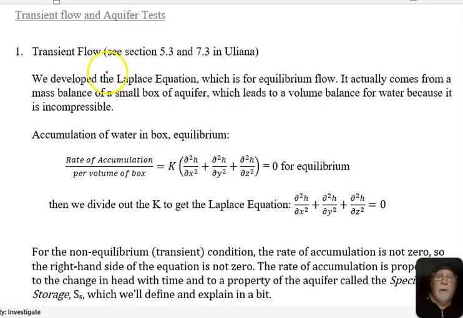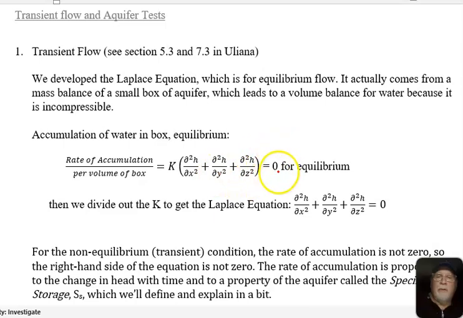Previously, we developed the Laplace equation, and we did a finite difference scheme for that. That was for equilibrium flow. It actually came from a mass balance of a small box of aquifer. For equilibrium, the accumulation of water inside the box is not changing over time, so the accumulation per volume per time equals 0. And we came up with this equation. We took the k out of this here, we said we had 1k for simplicity, and we had k times the second derivative of space equals 0.